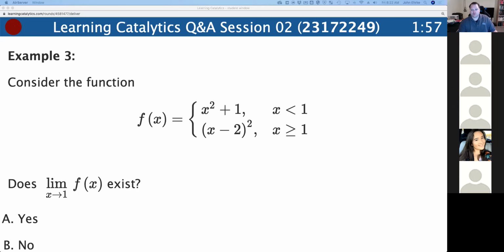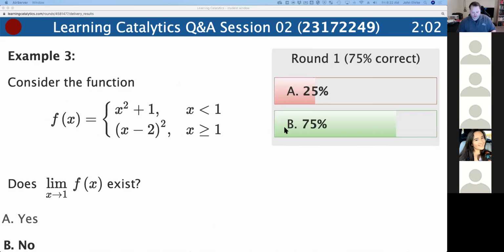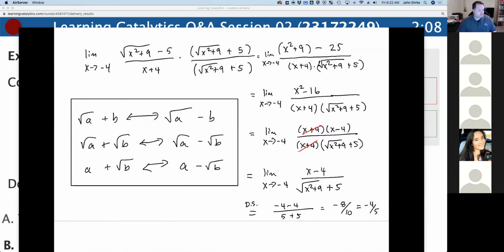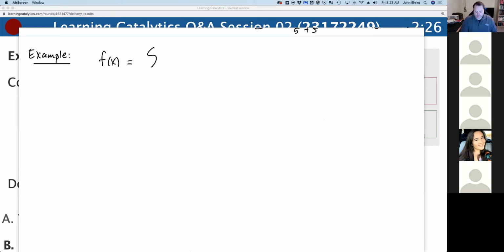All right, all of you have responded. So 75% of you think no and 25% yes. So the correct answer there is no, it doesn't exist. Let's take a look at why. So the problem that you have there is because it's piecewise defined, you have to check the limit from the left and the limit from the right and make sure they're the same. So your function here is x squared plus 1 for x less than 1, and x minus 2 squared for x greater than or equal to 1.